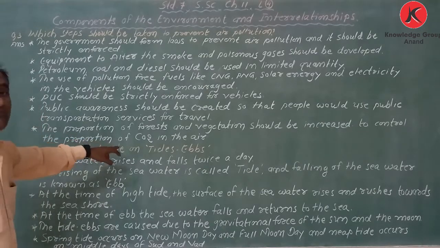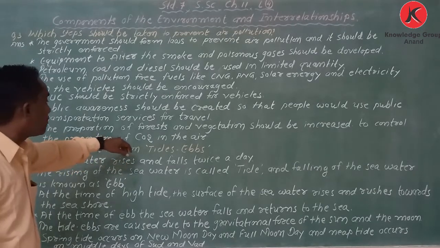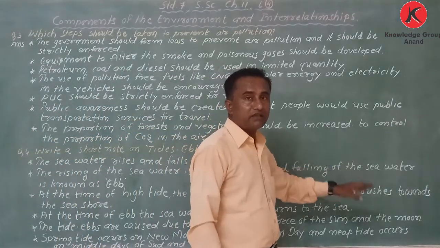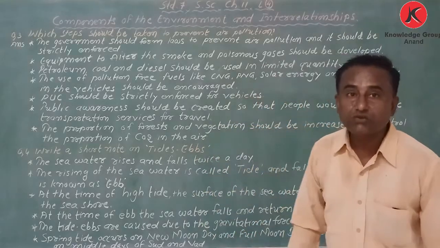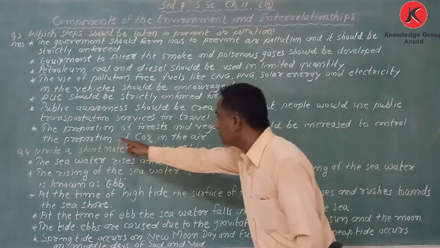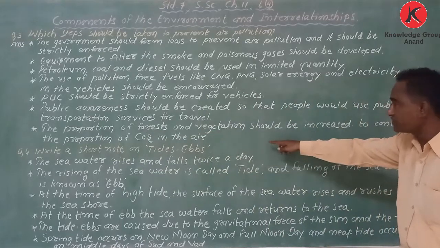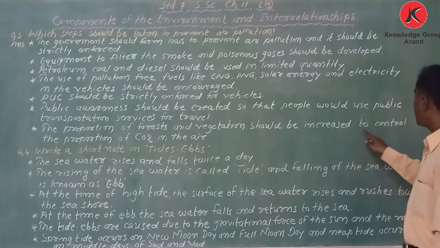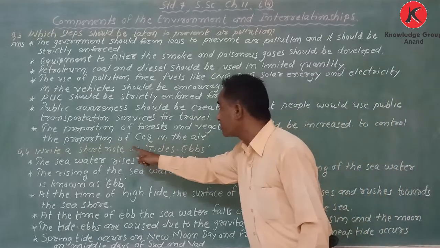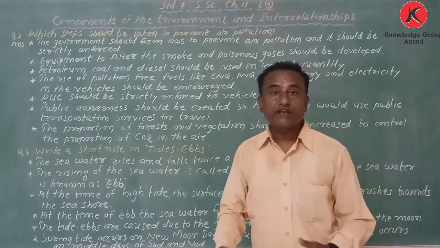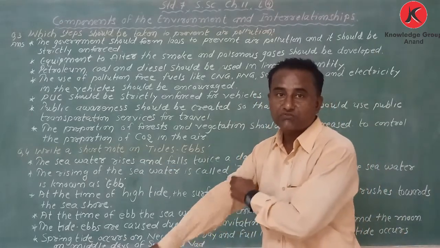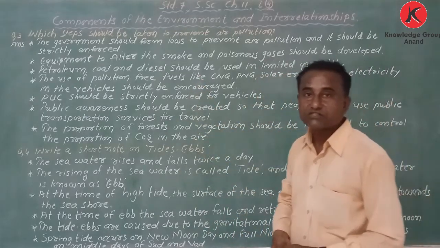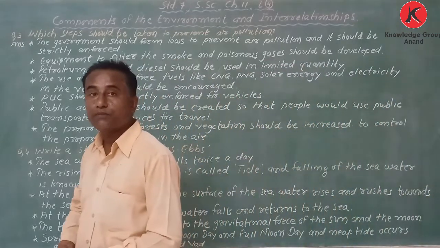The proportion of forests and vegetation should be increased. Why? In order to decrease CO2. Grow more trees to control the proportion of CO2 in the air. We can get more oxygen. So that is why we have to plant more trees. So these are the steps in order to prevent air pollution.